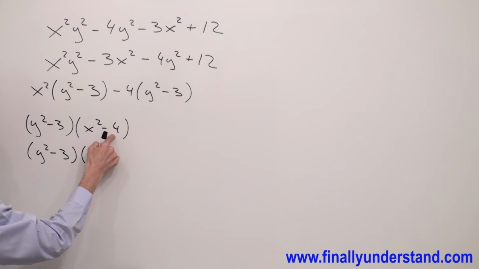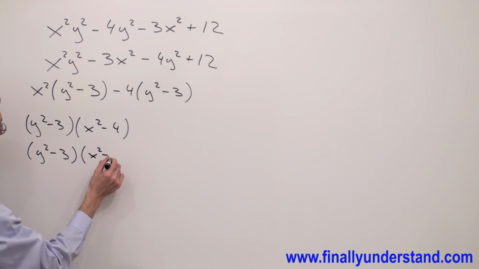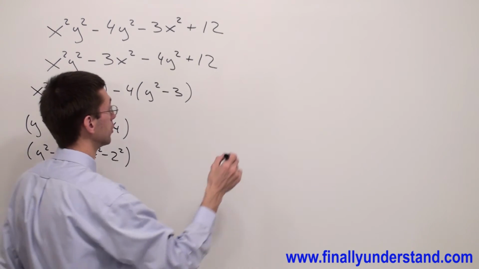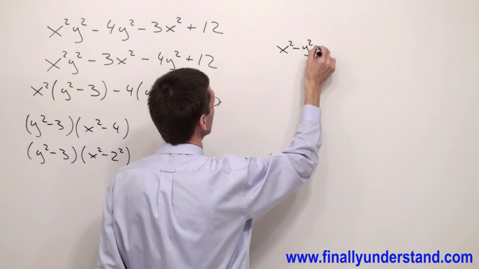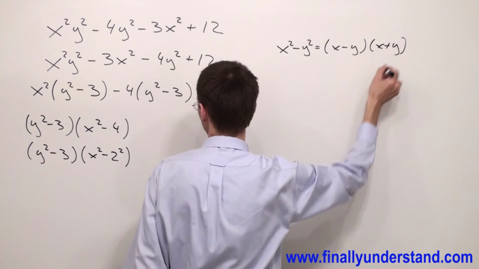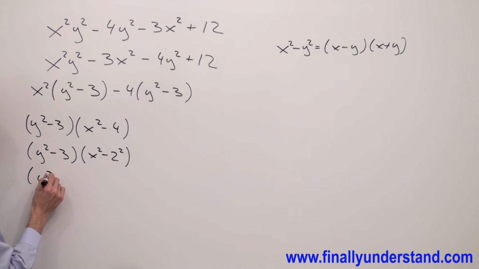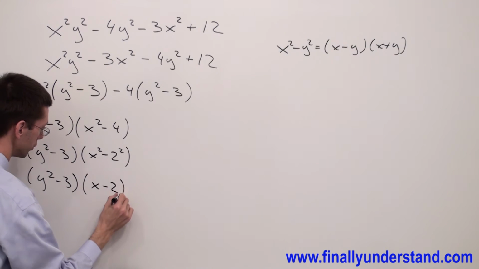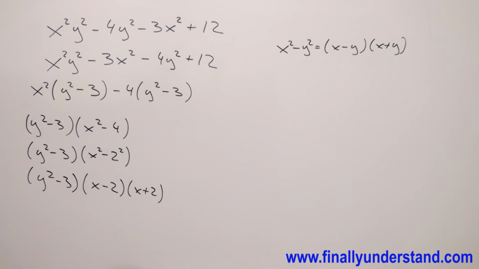And because 4 is the perfect square, I'm going to rewrite this as x squared minus 2 squared. Remember, the formula for difference of perfect square says x squared minus y squared is equal x minus y times x plus y. That's why I'm going to rewrite this part of my answer as, copy this down, x minus 2 and x plus 2. This is the solution to my problem.